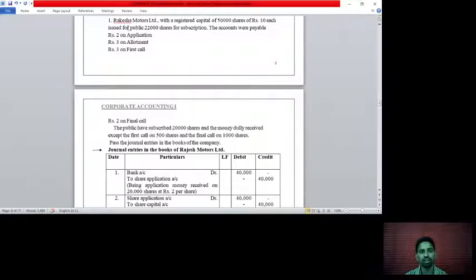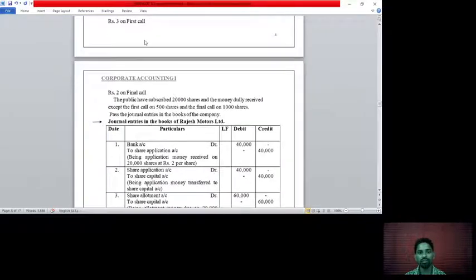Okay, so Rakesha Motors issued 22,000 shares, but the demand is less, so only 20,000 shares are subscribed by the shareholders. But while calling the first call and the second call, 500 shares are not paid in the first call. In the final call, there are 1,000 shares for which the money is not paid. Okay, so now we will solve.